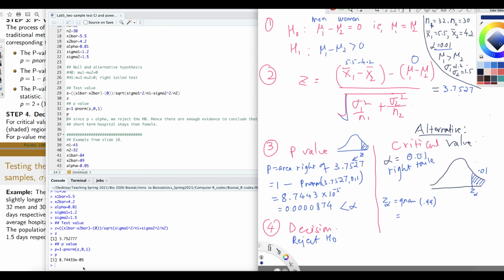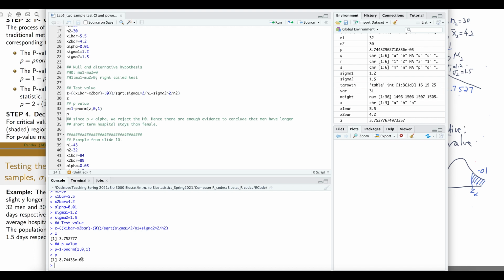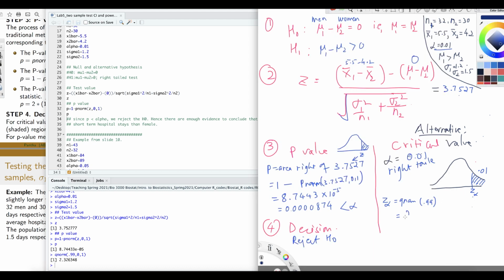Let me do it here. I haven't done that there with the critical value method. So I would do Q norm and then 0.99 and then 0, 1, right? If you do that, you will get 2.33. That's the value of G alpha, 2.33. So the idea is exactly the same.